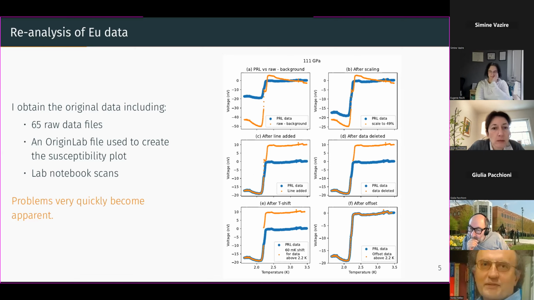And because I had all of the data files in question, I was really able, through performing this series of steps, to get perfect agreement between the data published and the data that I was able to obtain through this series of steps. So that was one example for the 111 GPa data.